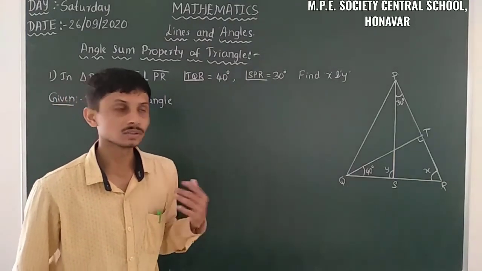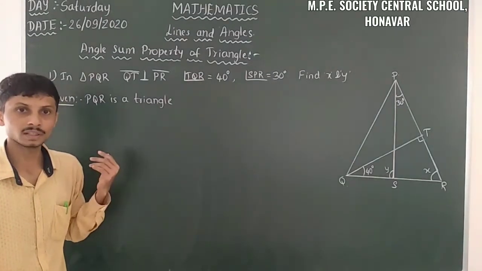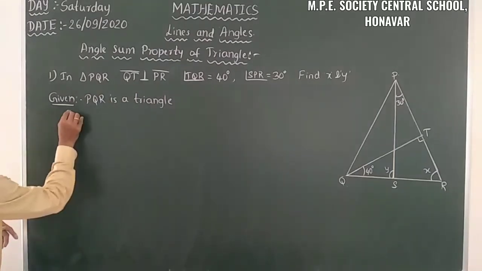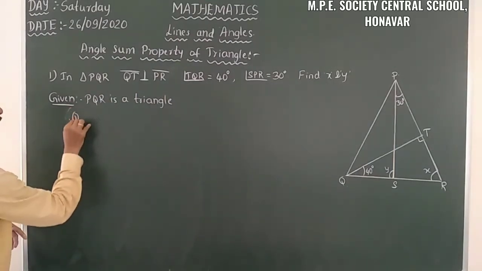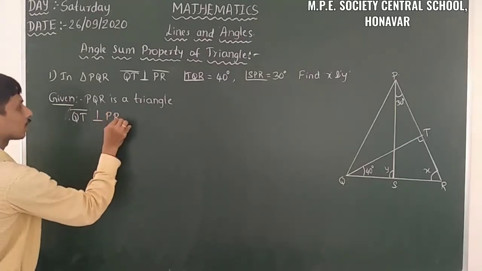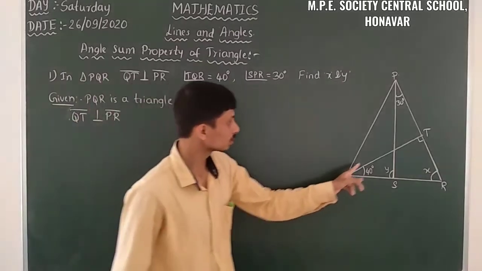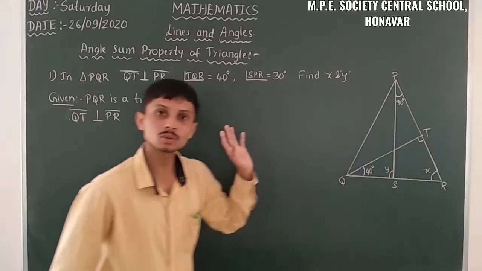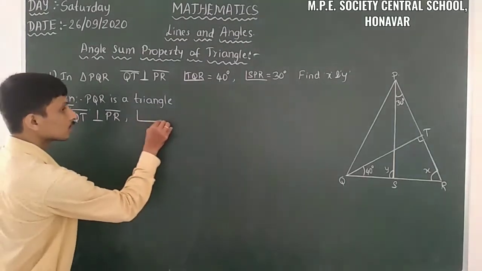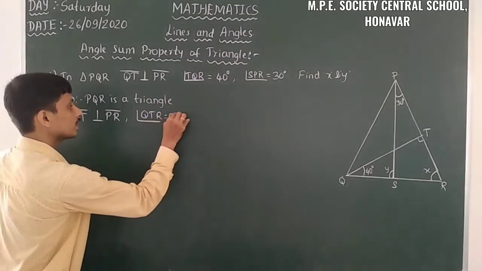the unknown values here. So PQR is a triangle, we can use the angle sum property here. Also, what are the given quantities? Here QT is perpendicular to PR. So it is given, then what happens here? QTR is equal to 90 degrees. So from that we can easily say that angle QTR is equal to 90 degrees.